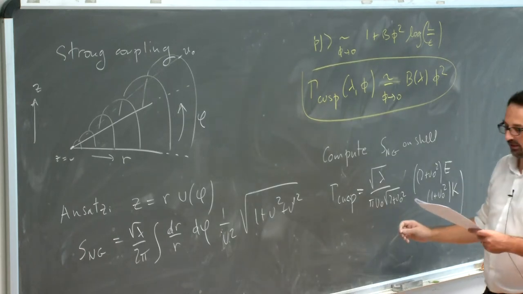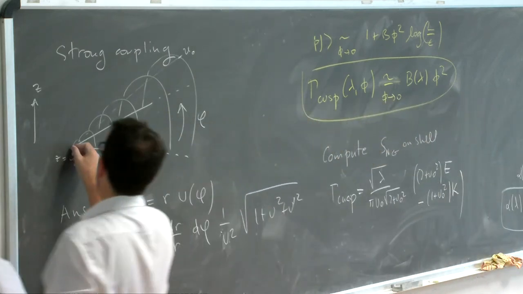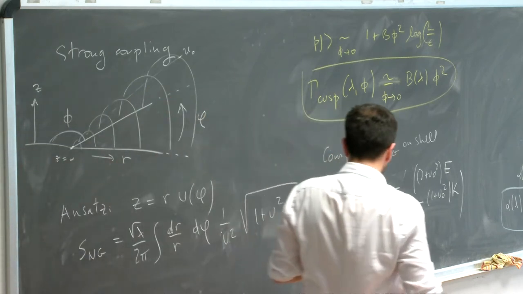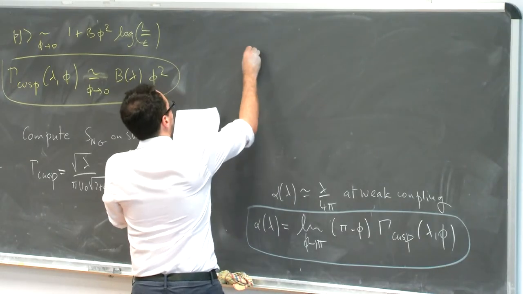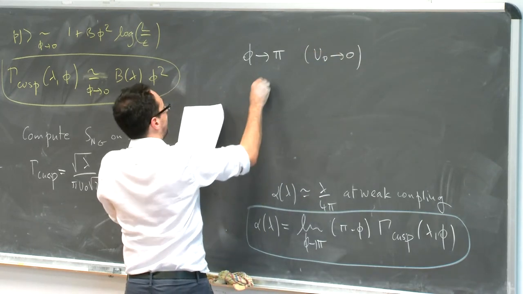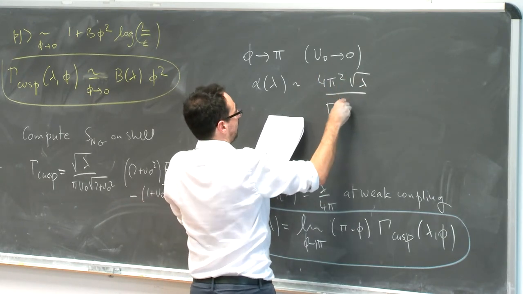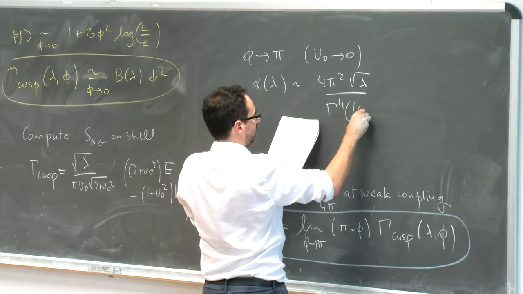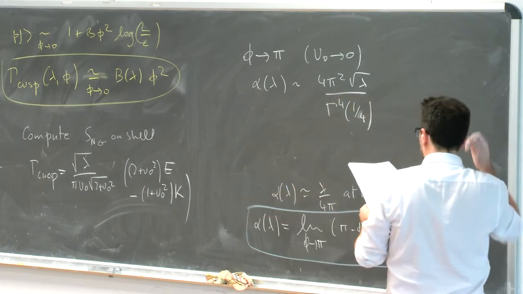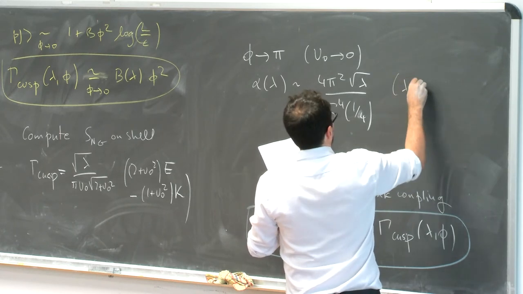So this is valid for any phi. So remember phi was this angle that I got in the cusp, where phi was the polar angle. So if you take phi going to pi, which corresponds to u0 going to zero limit, you get that alpha of lambda goes like 4 pi squared, square root of lambda over Gamma of 1 quarter to the fourth, at lambda equal to infinity.